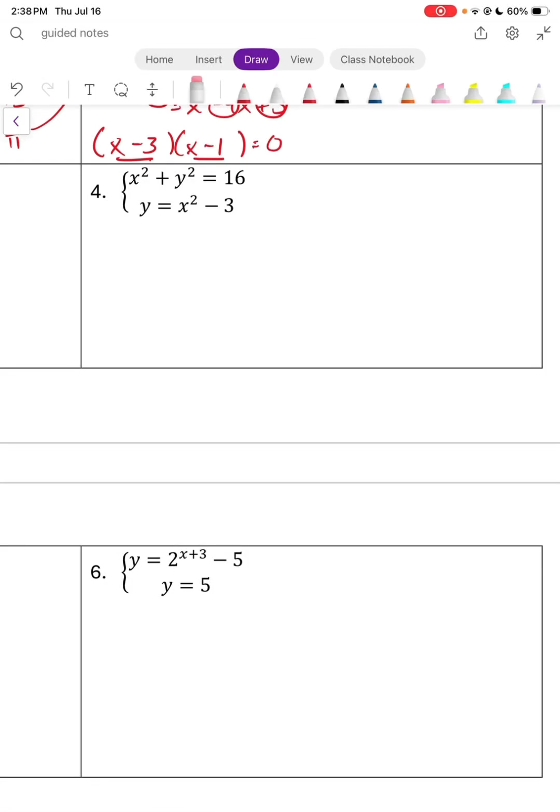Okay, now we're actually going to solve some nonlinear systems and non-quadratic systems, meaning that it's not going to be entirely linear and quadratic, such as in this case, the first equation is actually the equation of a circle. Second equation is the equation of a parabola. So this thing might have up to four intersection points.